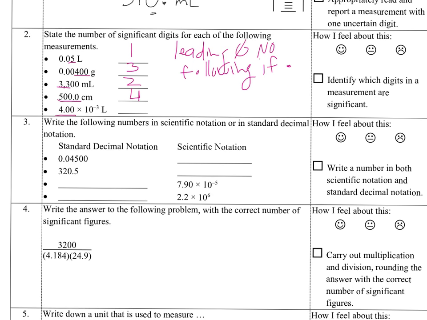This one has 3. Remember, in scientific notation, all digits are significant. Okay, that's how that one goes.